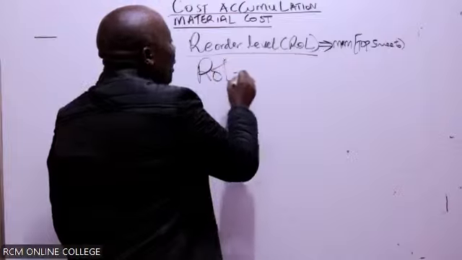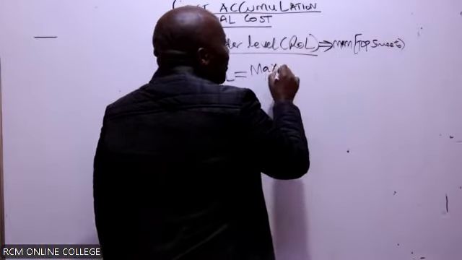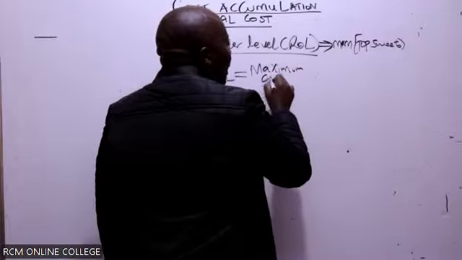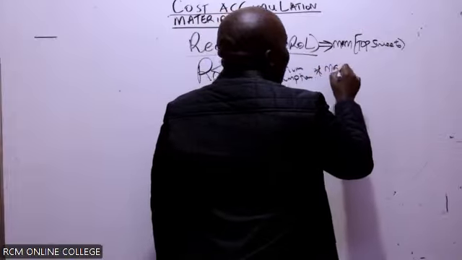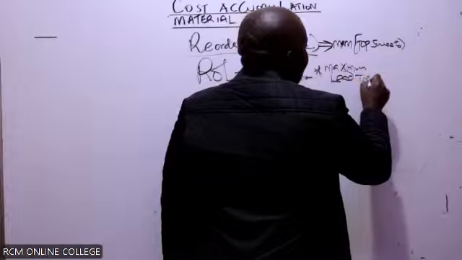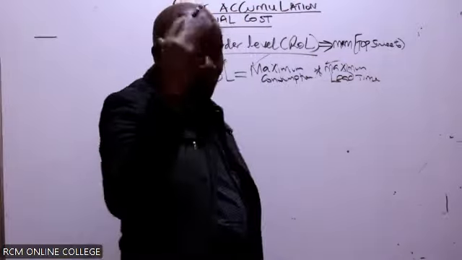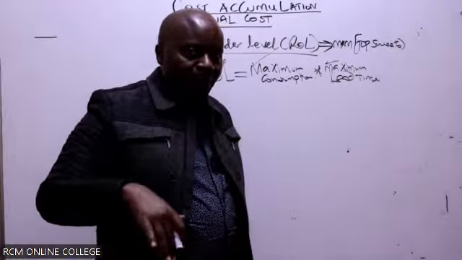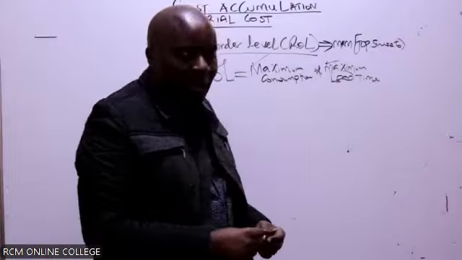So reorder level equals, you see it stops, so maximum. So it is maximum consumption times maximum lead time. So it is this MM, and because it is top, it cannot be minimum. Top means highest, maximum. So maximum consumption times maximum lead time.